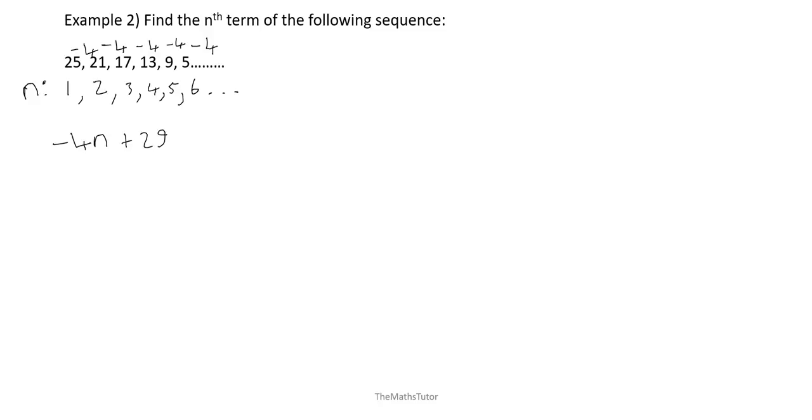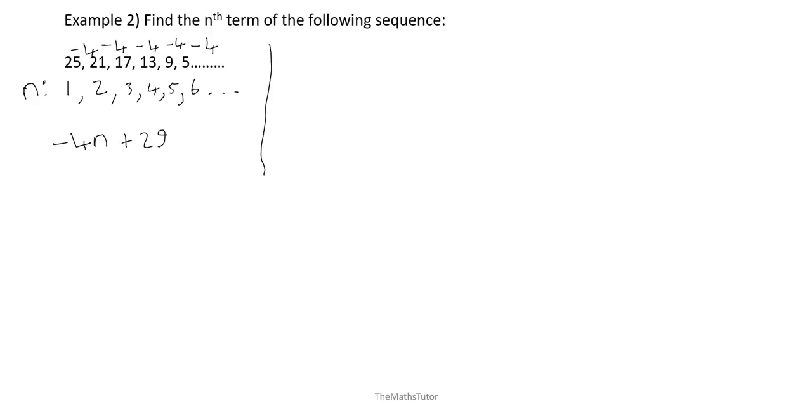So we can check that. Put n equal to 2, you get minus 4 times 2, which is minus 8. Add 29 gives you 21. 3 times minus 4 is minus 12. Add 29 gives you 17. 4 times minus 4 is minus 16. Add 29 gives you 13, and so on.